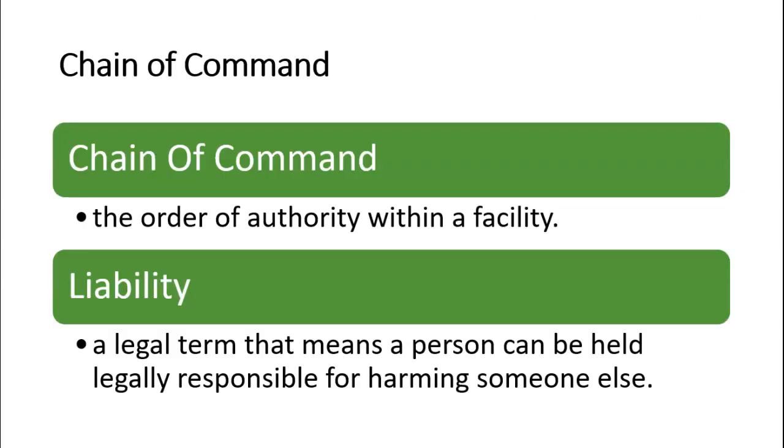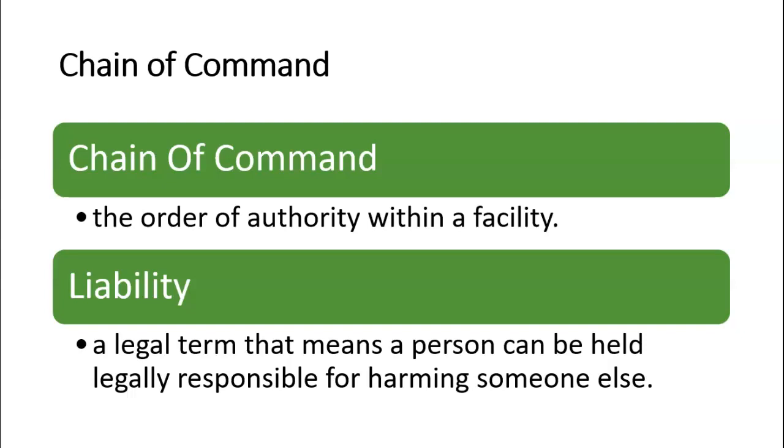Chain of command. This is the order of authority within a facility. So if you're a CNA in a facility and you have an issue, you are to go to the person who's directly above you. You go to your supervising nurse. And if the issue isn't resolved there, then you go to the director of nursing. Whereas it would be wrong if you decide to go straight to the director of nursing or the administrator of the nursing home. You have to follow a chain of command and that order of authority within the facility.